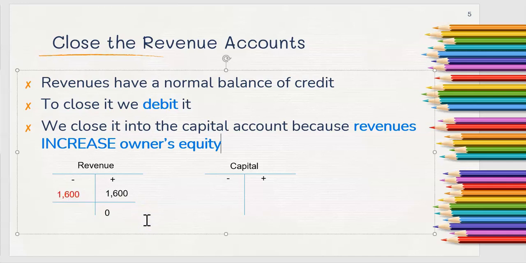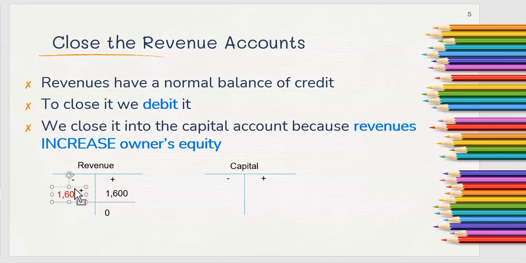All right, so now for every debit we know there's an equal credit. We know that revenue has a positive effect on the capital account. It has a positive effect on the owner's stake in the company. So we take that revenue and put it into the capital account by crediting it. Therefore, the closing entry for a revenue account is a debit to revenue and a credit to capital.